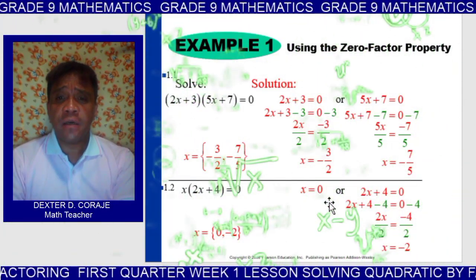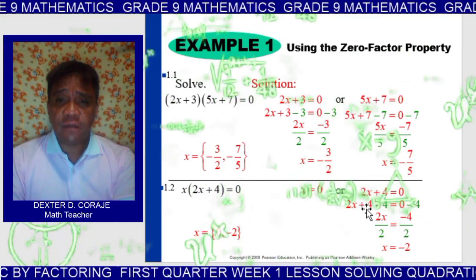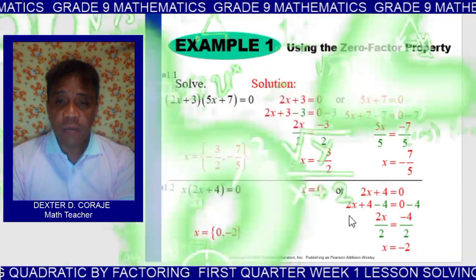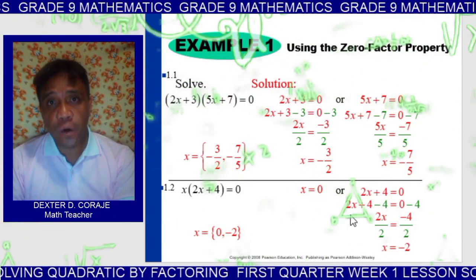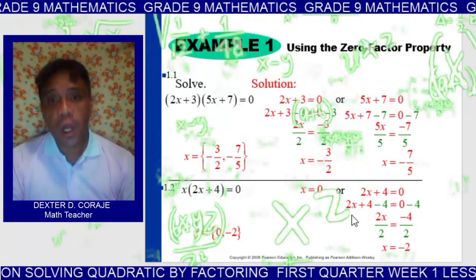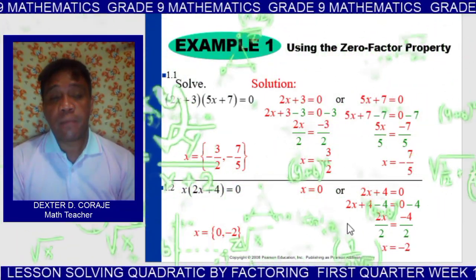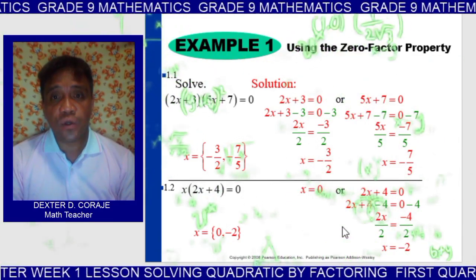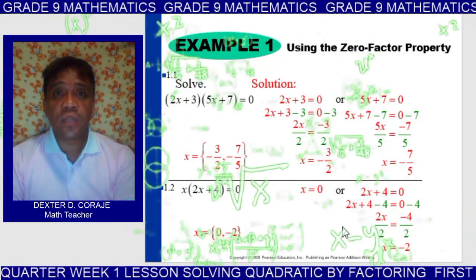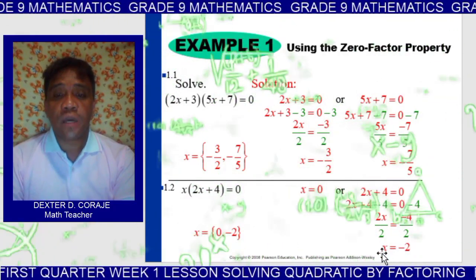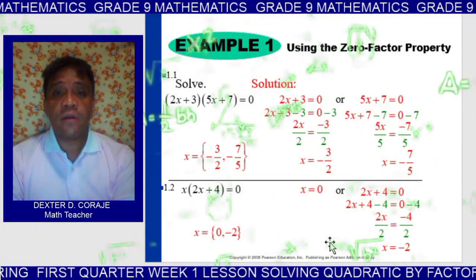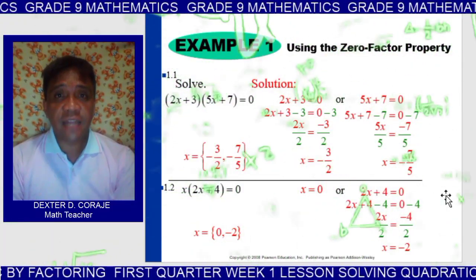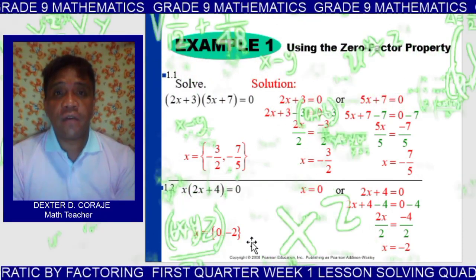So again, we set this positive 4 to make it 0. So we add negative 4 to both sides. So we have x plus 4 minus 4 is equal to 0 minus 4. And so what we have now is x is equal to negative 4. So for x, using the division property of equality, divide both sides by 2. So we have now x is equal to negative 2. Okay, so the value of x is equal to the set 0, negative 2.